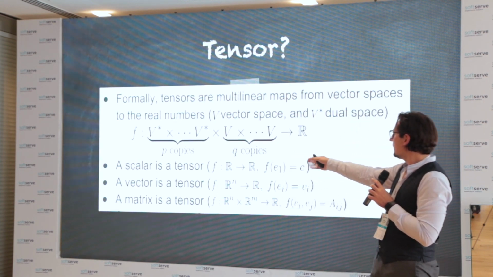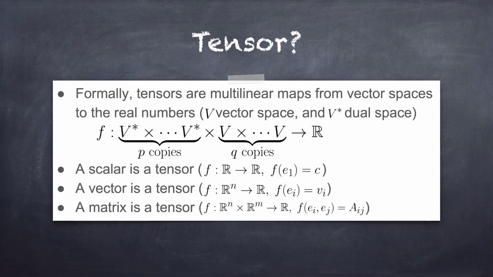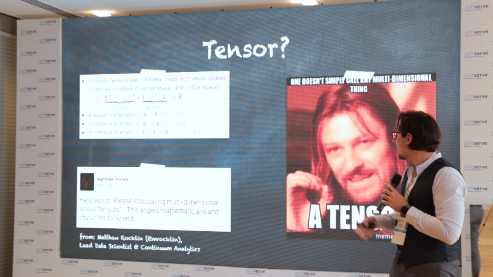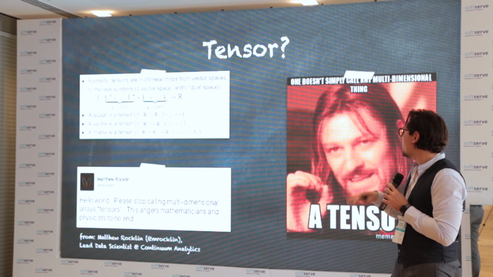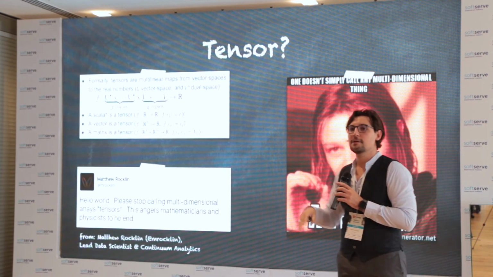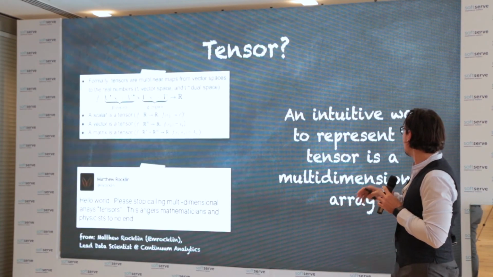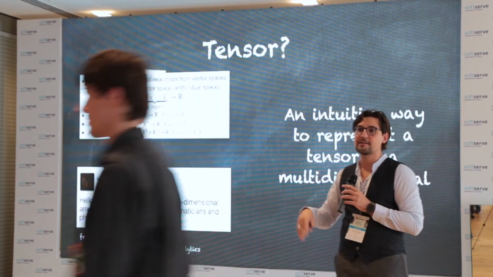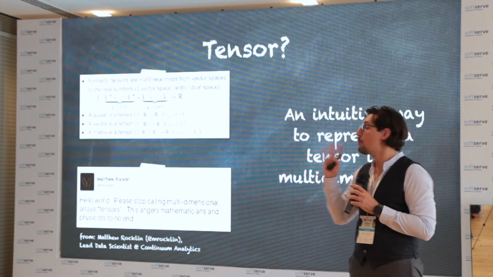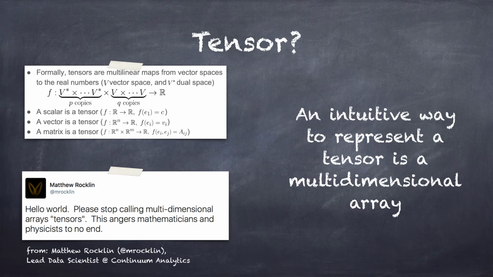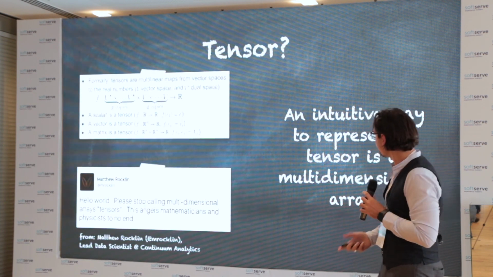So a scalar is a tensor. A matrix is a tensor, a vector is a tensor. But if you talk to a mathematician, they may argue that a tensor is not just any multidimensional thing, right? But we can say that an intuitive way to represent a tensor is a multidimensional array. So when we now speak about tensors, we're considering multidimensional arrays, right?